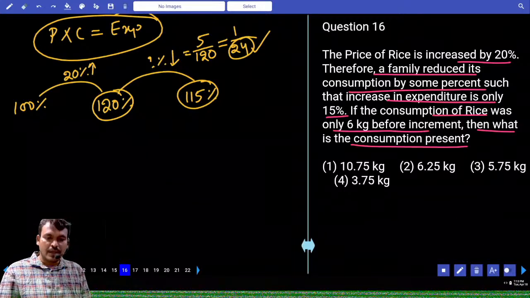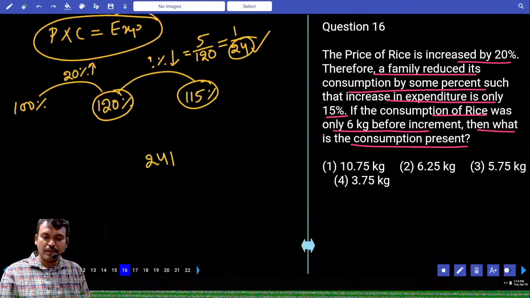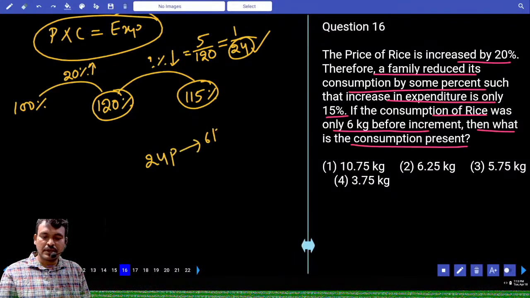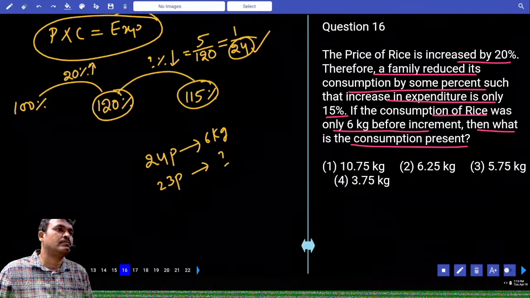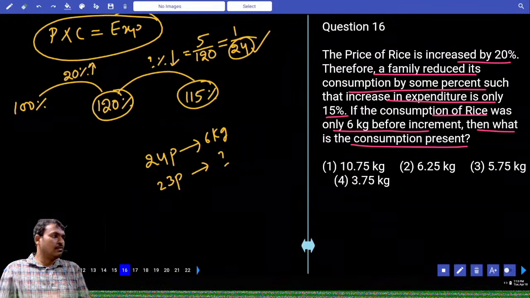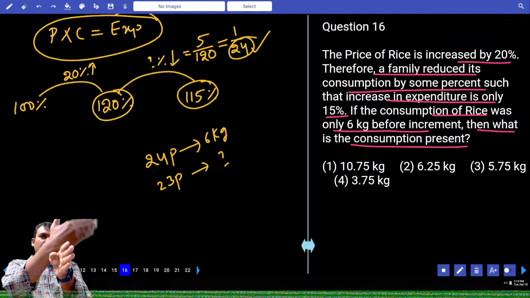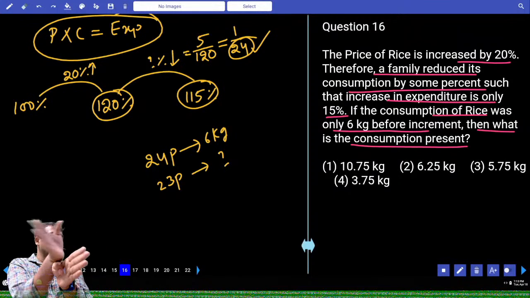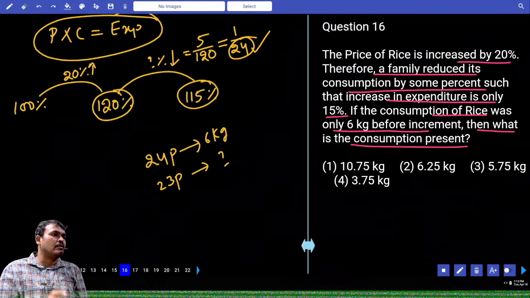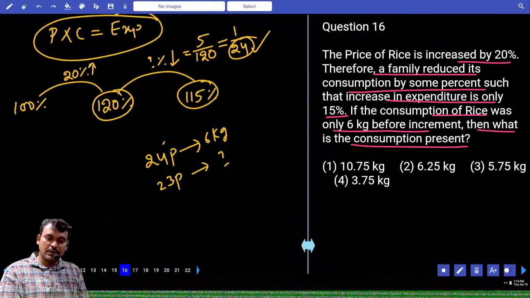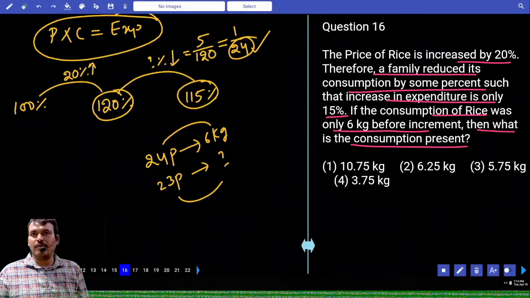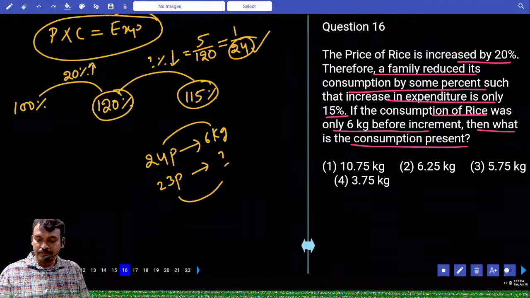23 parts. In place of 24 parts, how many kgs are given? 6 kgs. But we require how many parts? 23 parts. Before the decrease, 24 parts; after the decrease, 23 parts. The relation of 24 and 6 is 1/4. What is the relation of 23? 1/4 of 24. 23.